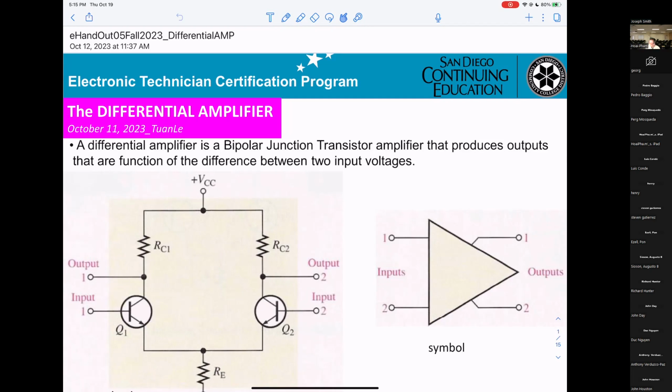I got a quick question. Yes, sir. My question is for the bypass capacitor, for the gain, is it small or big? Bigger. Bigger. Okay, bigger. Thank you.